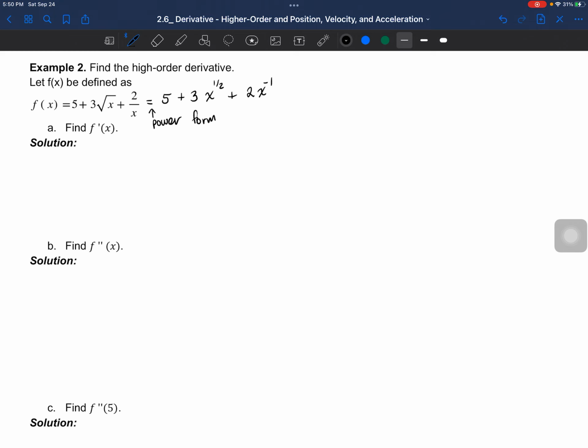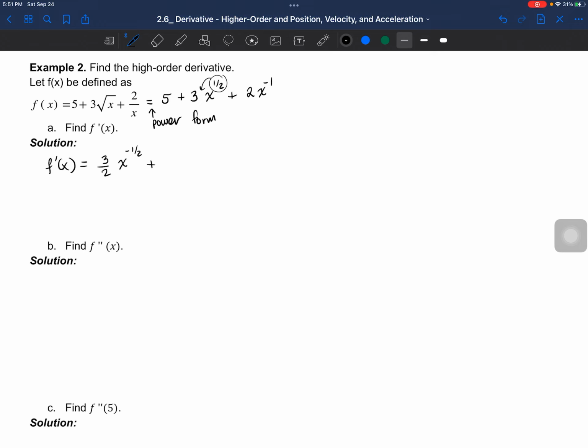All right, so now let's take the first derivative. The first derivative using power form: looking at the 5, the derivative of 5 is 0, so we're not gonna write it. Plus the derivative of 3 times x to the 1/2. We're gonna take the 1/2, multiply it by the 3, so 3 times 1/2 is 3 over 2. Leave the x as it is, and then take away 1 from the 1/2. 1/2 minus 1 is -1/2.